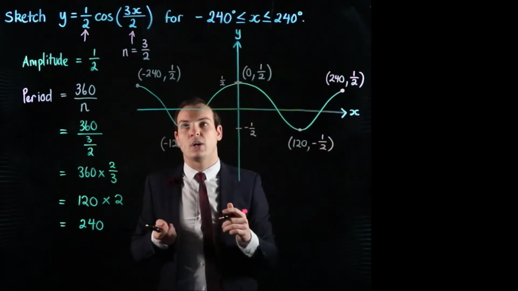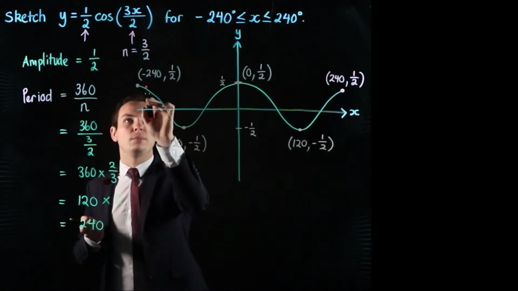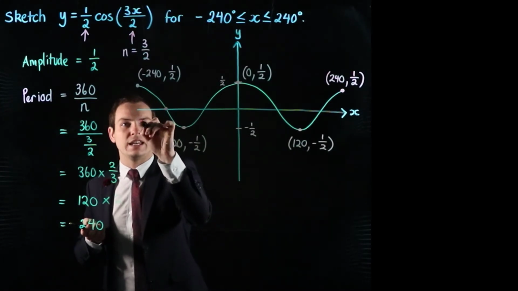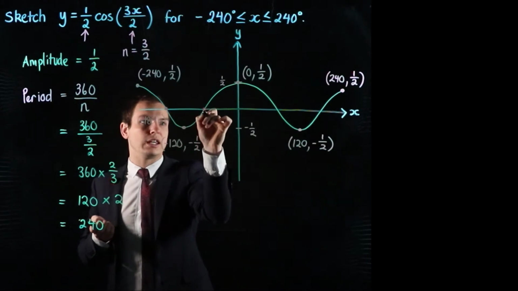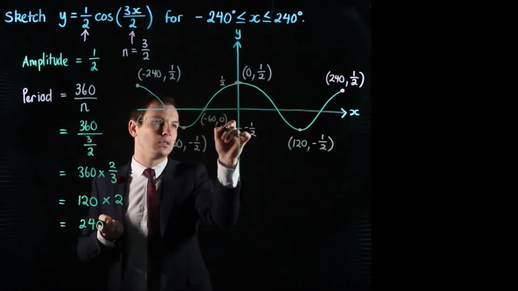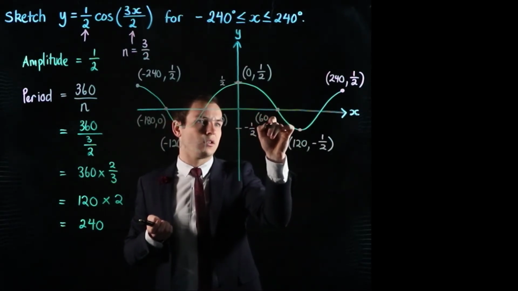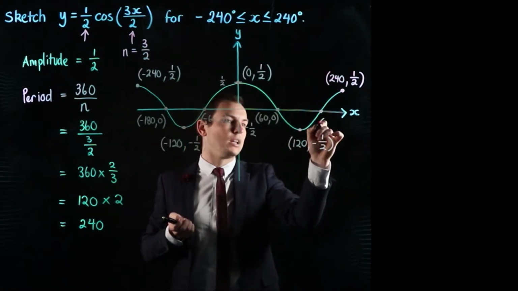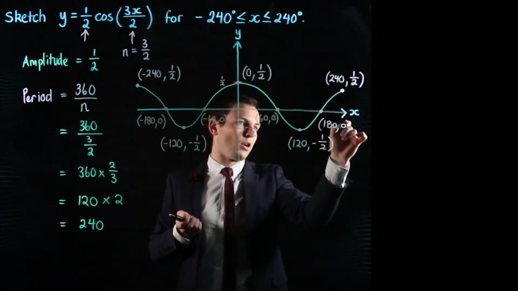The last things we've got are the 4 x-intercepts. So this x-intercept here is halfway between negative 240 and negative 120, which is negative 180, 0. And then here we're going to have negative 60, 0. And then over here we're going to have positive 60, 0. And our last key feature, which is this x-intercept, is going to be at 180, 0.